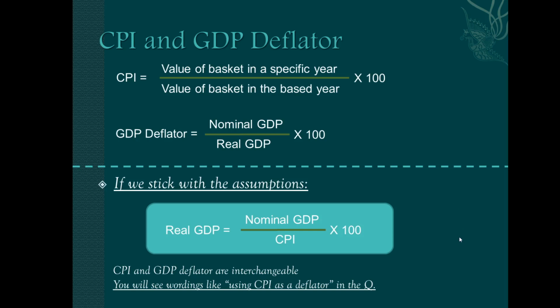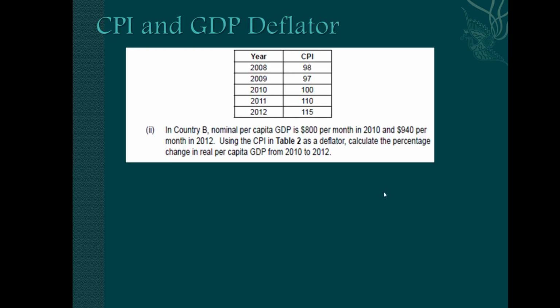Of course, this is just for the HL students, but why am I talking about this in SL class as well? Because I believe you need to know more about the connection between GDP and CPI. You see here, the relationship is quite complicated. And if you see wordings like these, then you can use this equation. So let's try and see if you can do it.